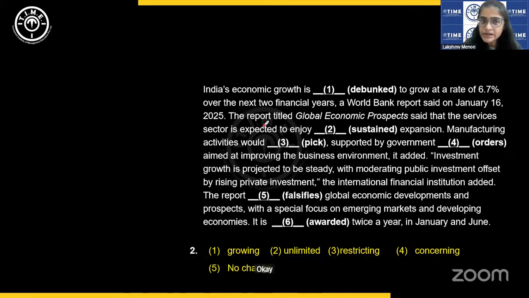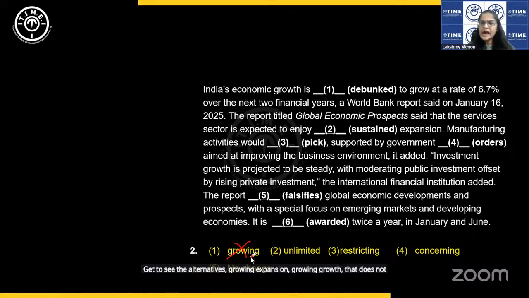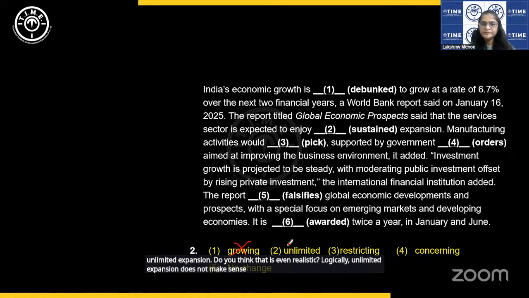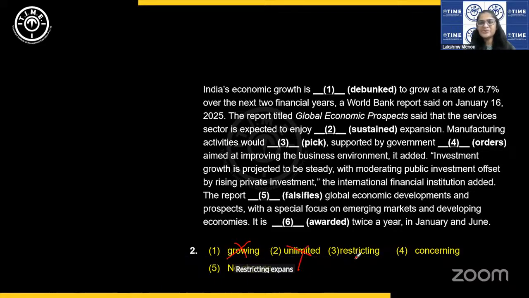Okay. So, once again, let us look for 2. The report said that the services sector is expected to enjoy sustained expansion. Anything wrong with that? Sustained expansion, consistent expansion, that is fine, right? Let us see the alternatives. Growing expansion, growing growth, that does not make sense. Unlimited expansion, do you think that is even realistic? Logically, unlimited expansion does not make sense, right? Restricting expansion, that is what you call an oxymoron. Restricting expansion, opposite terms, does not make sense.